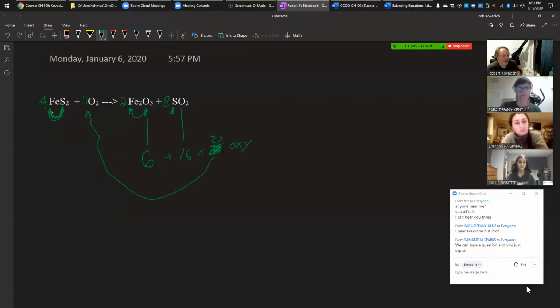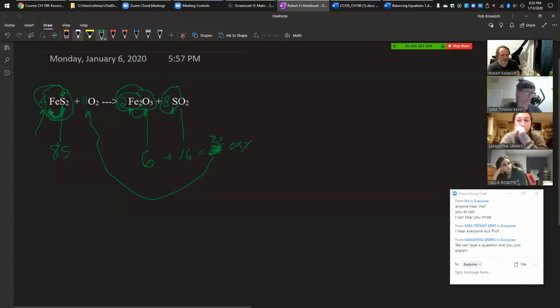There are 4 of these molecules, so that gives us 4 irons. And there are 2 of these molecules, so that gives us 4 irons. So my irons are balanced. I've got 4 of these molecules, which gives me a total of 8 sulfurs, and over here, I've got 8 sulfurs. So I know my irons and my sulfurs are balanced. Let's do some cleaning up here.